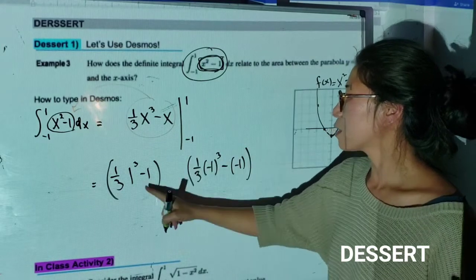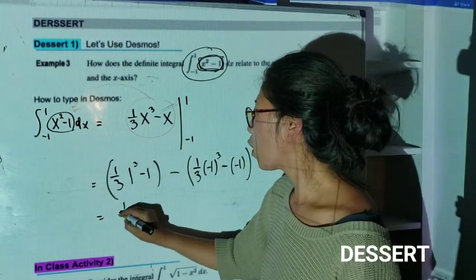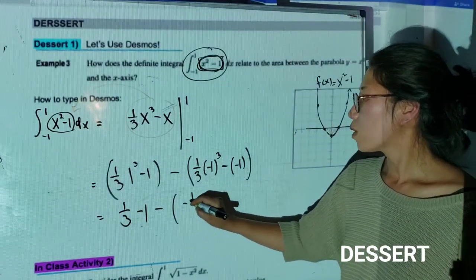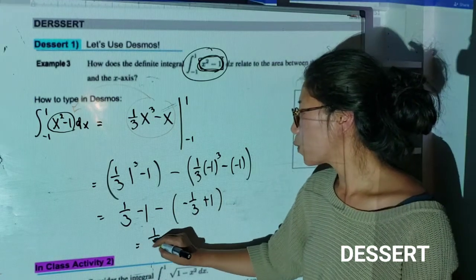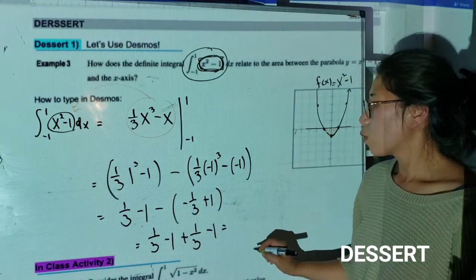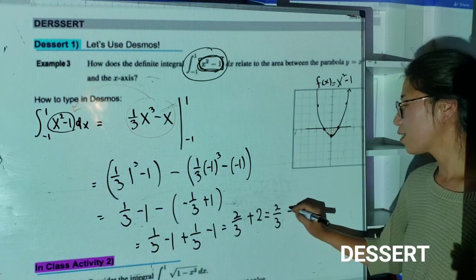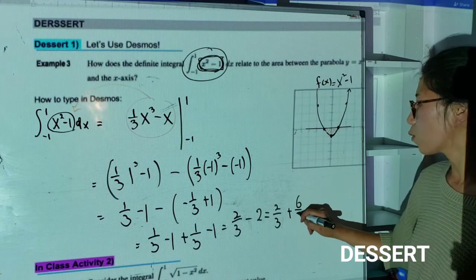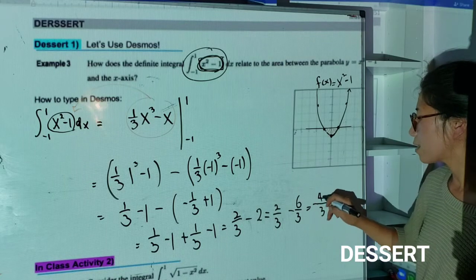So I plug in this, and I plug in negative 1, and then subtract each other. So let's simplify. I have 1/3 minus 1 minus, this is going to be negative 1/3 plus 1. So if I rewrite this one, 1/3 minus 1 plus 1/3 minus 1. So 2/3 plus 2. Almost there. And that's minus 2. So 6 over 3 minus, I get 4 over 3 as a negative.